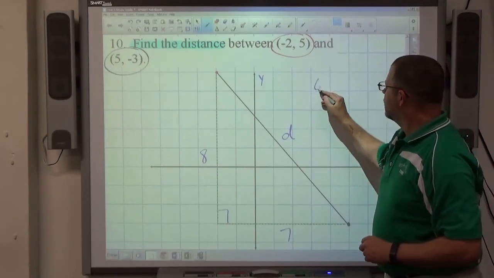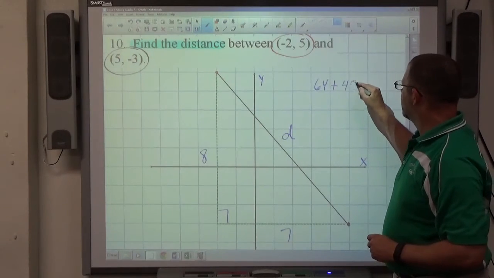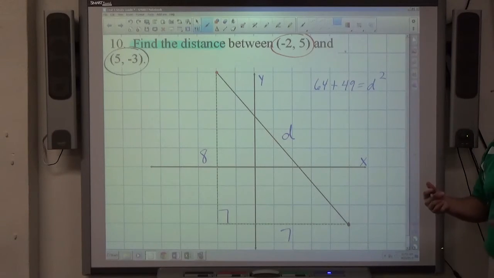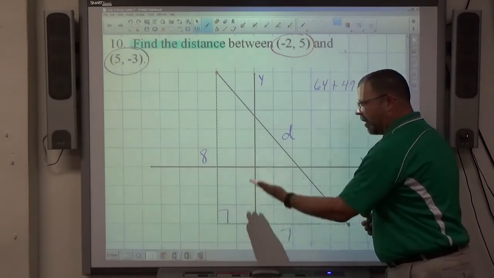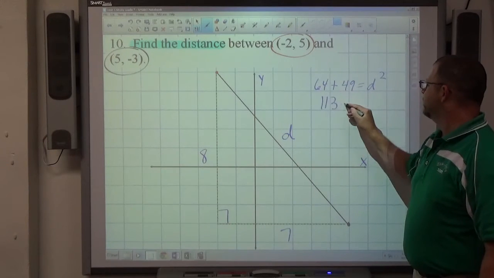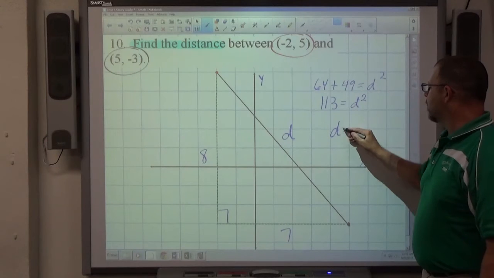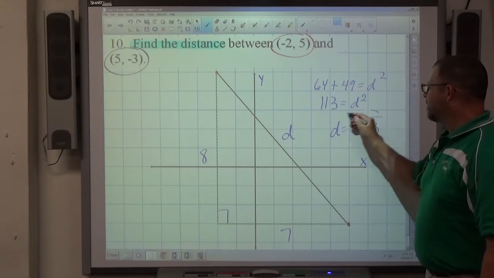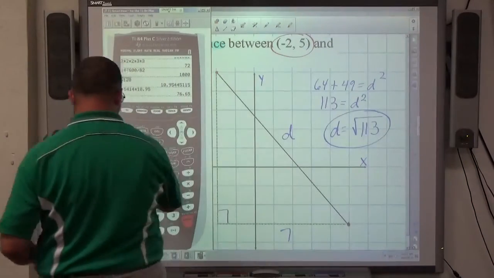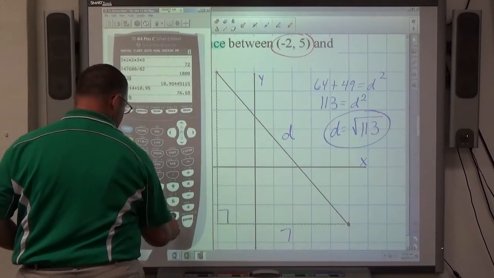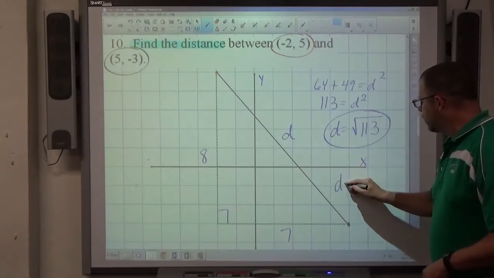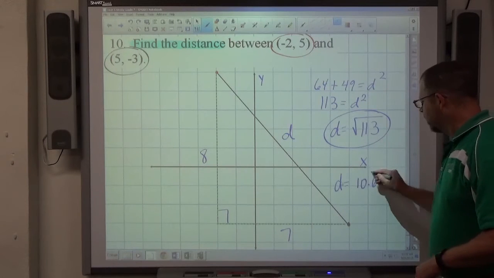So 8 squared plus 7 squared is equal to D squared. Pythagorean theorem is what it always has been. Square the leg plus square the leg equals the hypotenuse squared. 64 plus 49 is 113. So D is going to equal the square root of 113. And I would stop right there. If you want to use a calculator to get an approximate square root, I'll take that answer too. The approximate square root of 113, my calculator says, is 10.63. So I'd also be fine with D is equal to 10.63.